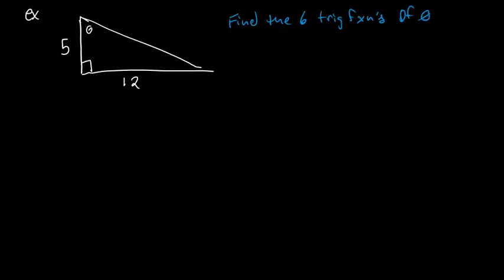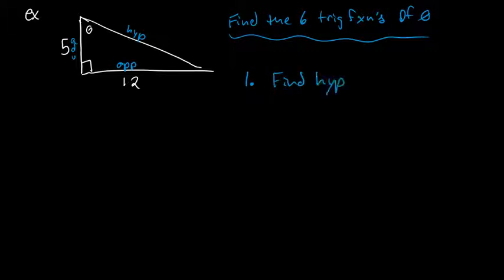In my first example, I want to find the 6 trig functions of angle theta. So first and foremost, I need to label my sides. It would be beneficial for me to label my sides. So opposite is going to be 12, the adjacent is going to be 5, and the hypotenuse I actually don't know. So my first step is I need to find my hypotenuse. Step 1, find my hypotenuse. How do I do that?